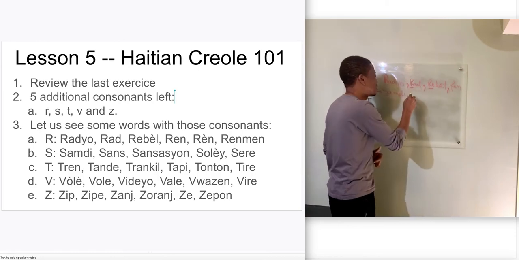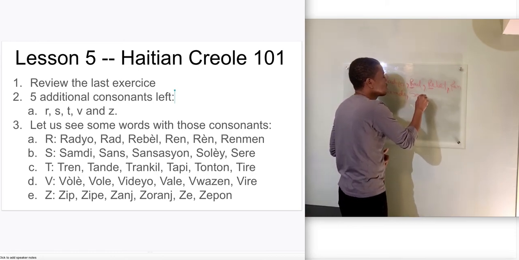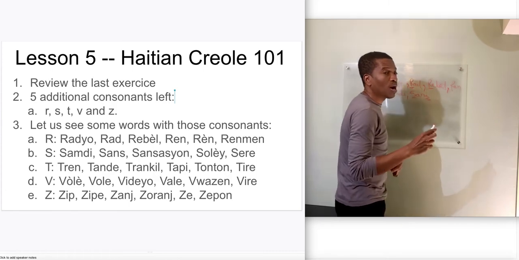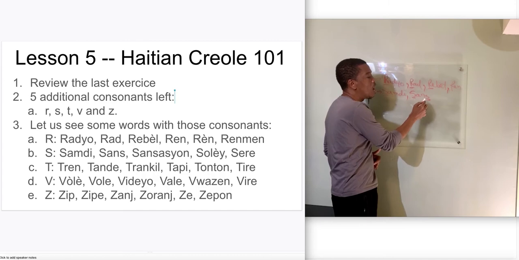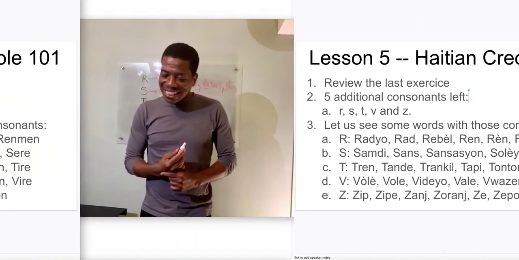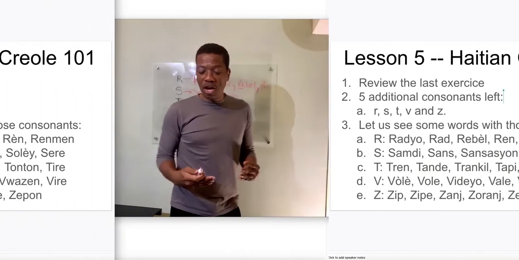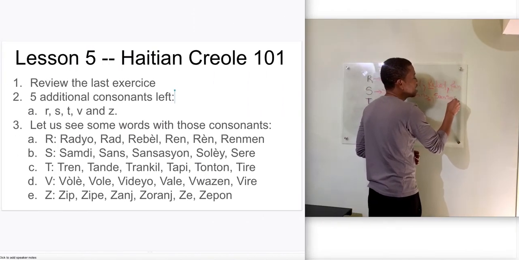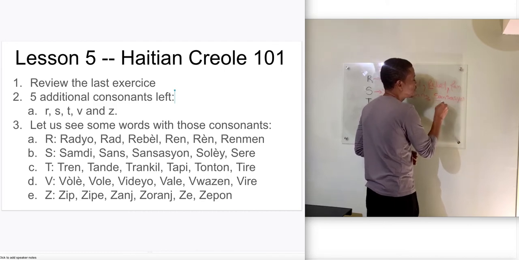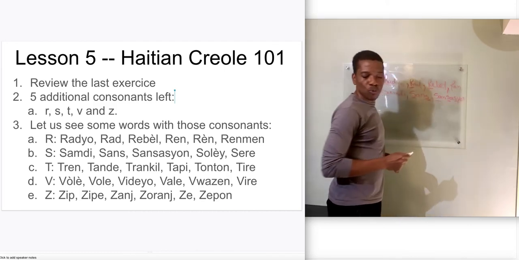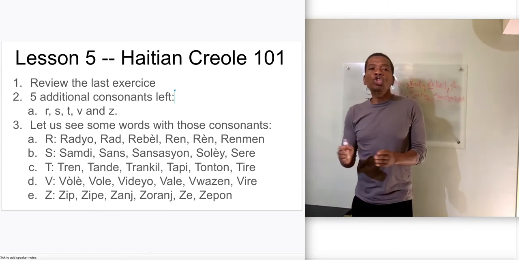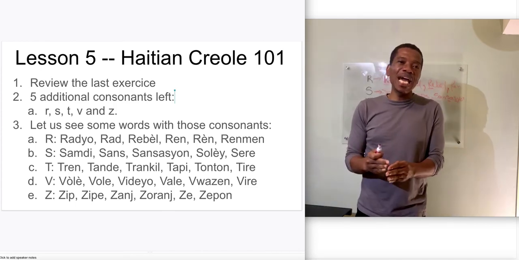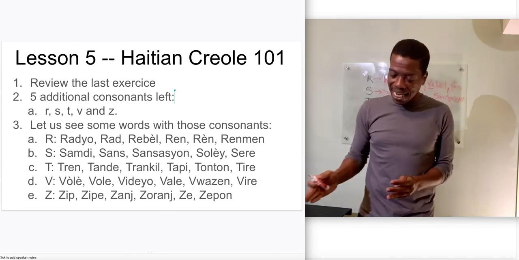And sens. You have the sound S twice. Sens. S. En. S. Sensation. You have it 3 times actually in that one. Soleil. Serré. S-E-R-E. Serré.